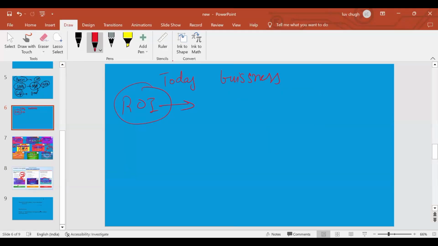ROI is return on investment. When you put 1 lakh rupees in a bank as an FD, a fixed deposit, you will get 7% interest, right? That means 7,000 rupees you will get. Your 1 lakh will be 1 lakh 7,000 after a year, right? So everything is business. Please try to understand what I want to explain to you here.